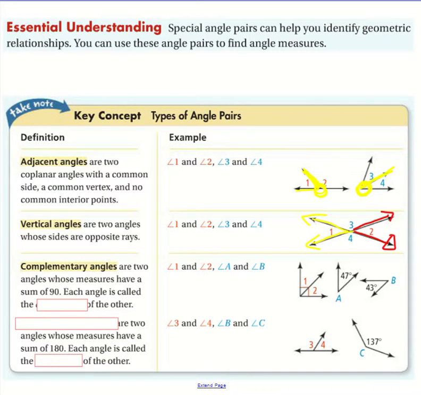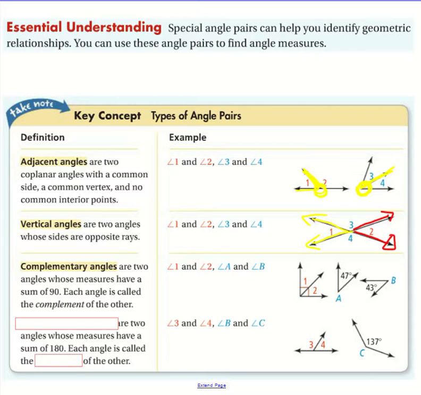Complementary angles are 2 angles whose measures have a sum of 90. Each angle is called the complement of the other. And it's a different type of complement than, oh, I like your hair, or I like your shoes today. These are angles that add up to 90 degrees.